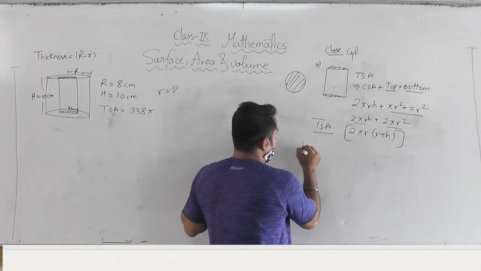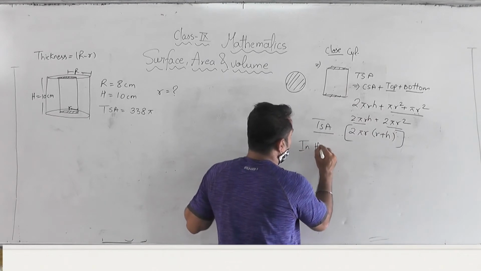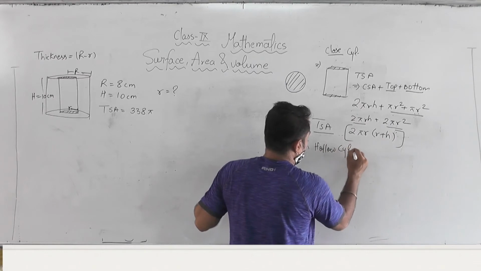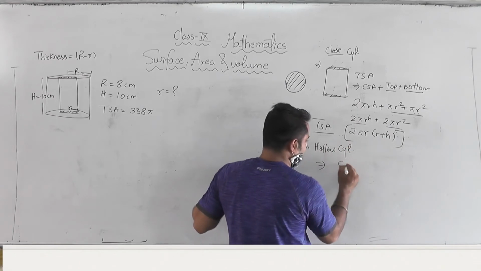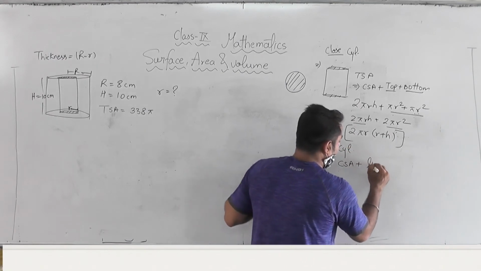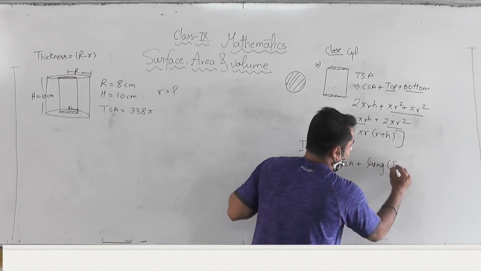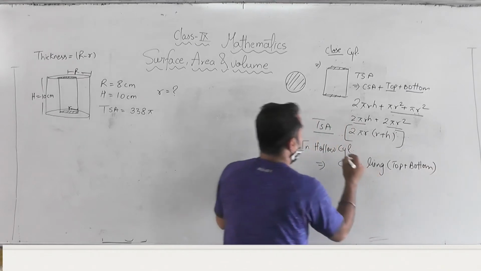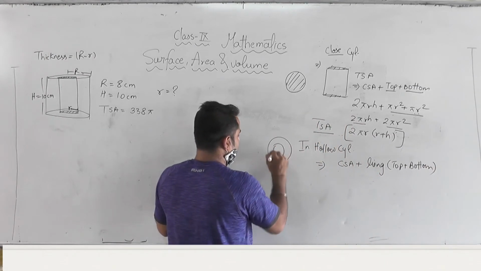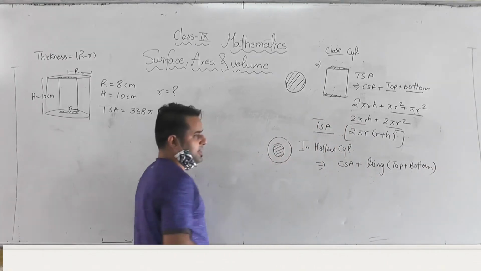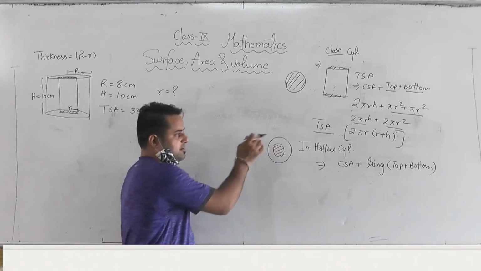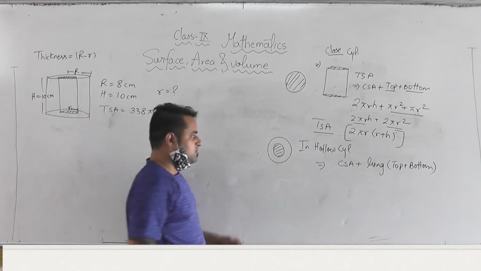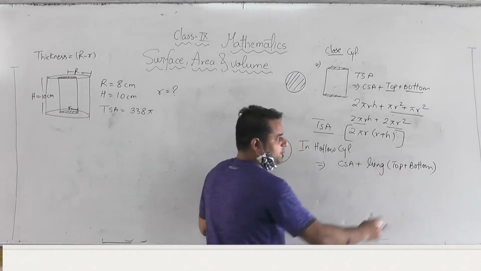Okay. In a hollow cylinder, how do we get the TSA? Now see, in a hollow cylinder, TSA is the CSA plus the ring on both sides, the top and bottom ring. Why a ring? Because it is hollow from the center part. Only the covering is there, and this covering we can call a ring. So there are two rings, one for the top, one for the bottom.